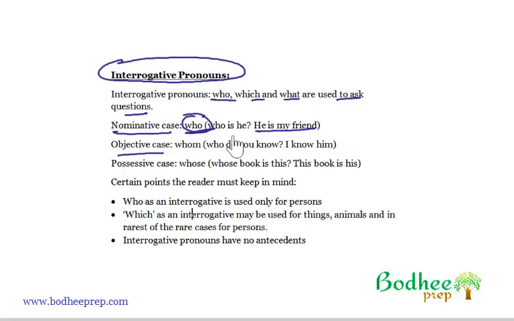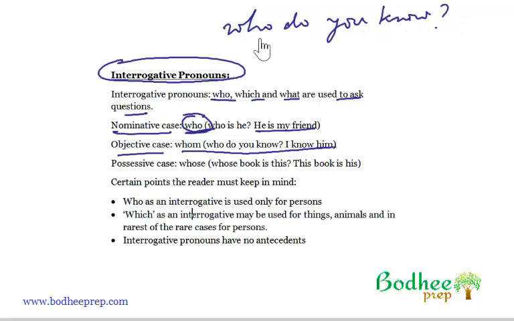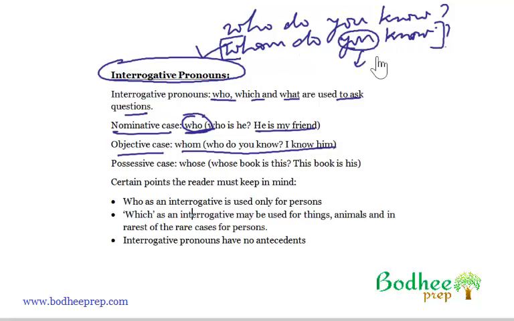In the objective case, you would say, whom do you know? I know him, right? Many of you might be tempted to say, who do you know? Or is it right to say, whom do you know? So, which one is the correct way of writing the sentence? The correct way of writing the sentence is the second one. Whom do you know? Why? Because you are the subject who is knowing, and the person who is being known is the object.